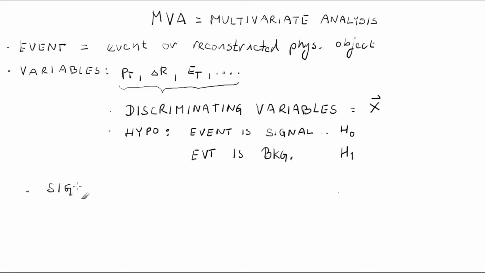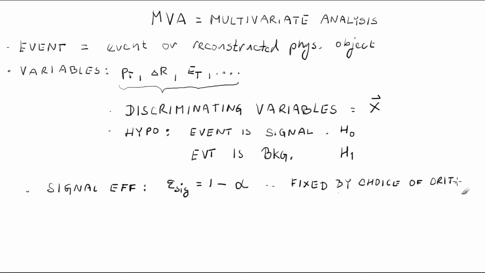Signal efficiency is the probability to accept a signal event. It is equal to 1 minus the type 1 error alpha of the test. Epsilon signal is equal to 1 minus alpha. The signal efficiency is fixed by the choice of the critical region of the test, typically by setting a cut on the test statistic. The background efficiency is the probability to accept a background event. It is equal to the type 2 error of the hypothesis test, beta. Epsilon background is equal to beta.